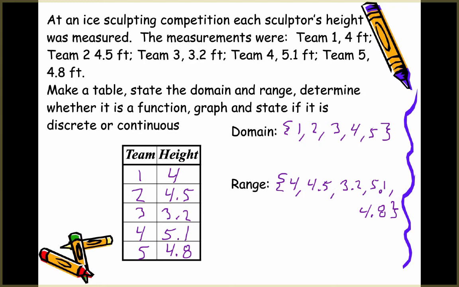It says determine whether it's a function, graph it, and state if it is discrete or continuous. We could look at our domain and range right now with our ordered pairs, and our table, I should say. And you'll see that team 1 goes to 4, team 2 goes to 4.5, 3 goes to 3.2, 4 goes to 5.1, and 5 goes to 4.8. Each team has its own height. This will be a function because each domain value has only one range value.